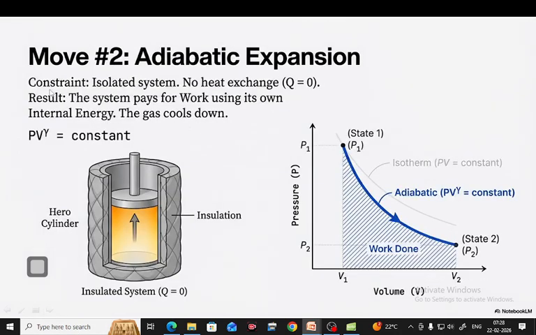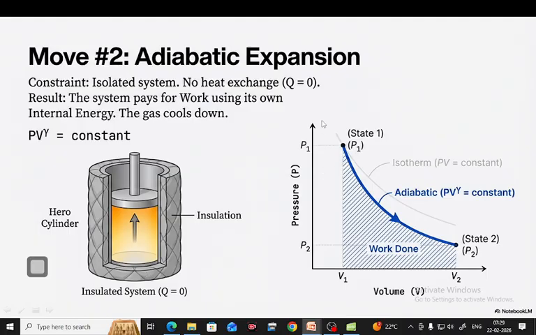Adiabatic expansion, constant: isolated system, no heat exchange, del Q equals 0. Result: the system pays for work using its own internal energy, the gas cools down. So PV to the gamma equals constant, that is the equation for adiabatic expansion. Here you see this is insulation, this is the cylinder, this is an insulated system, Q equals 0.